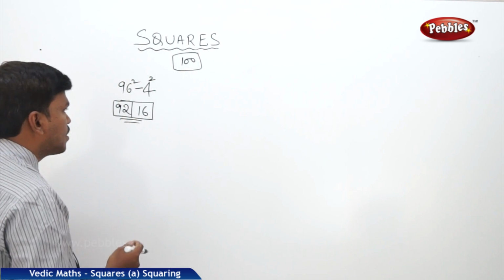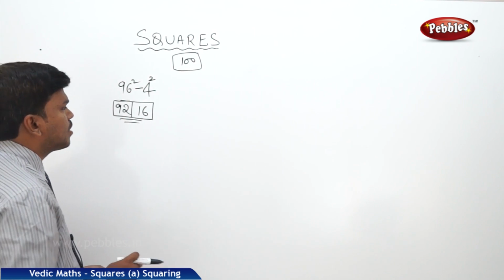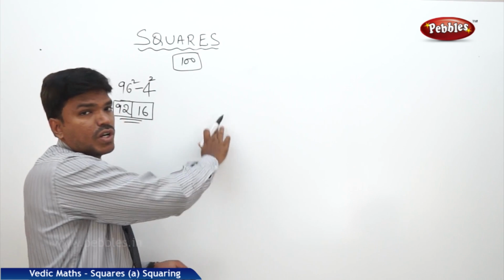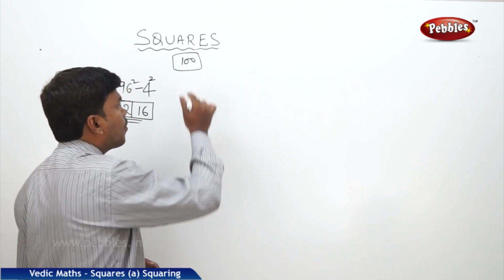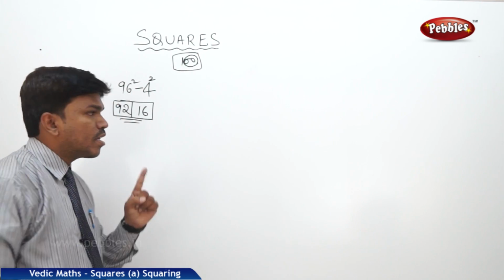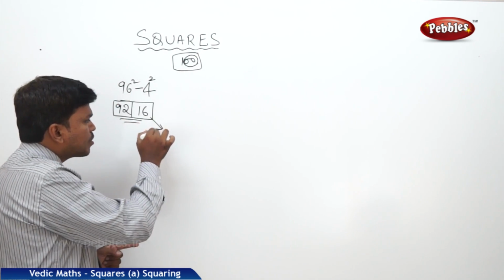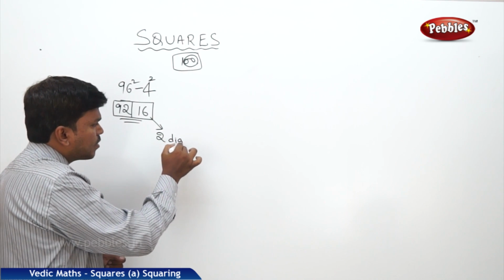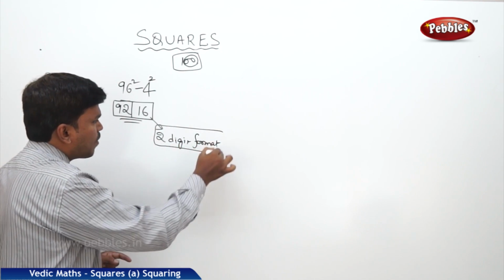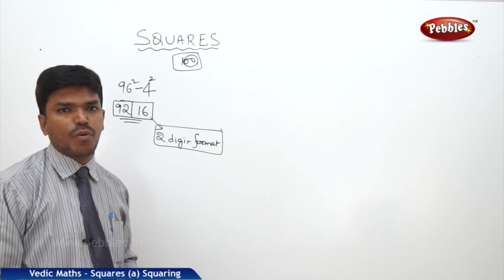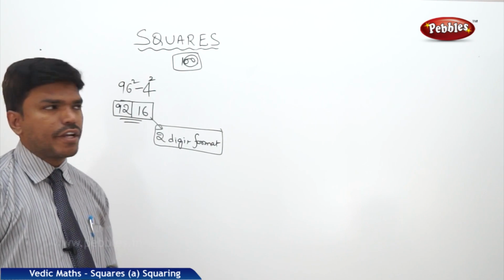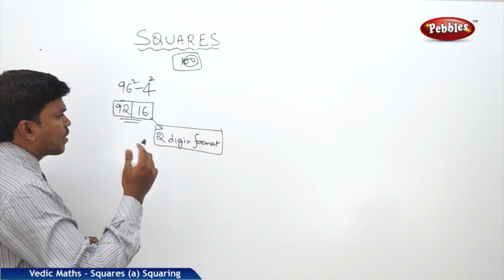One more example. But before going for another example, I want to tell you one thing. What is the base we are taking here? 100. In 100, how many zeros are there? 2 zeros. That means the right side part of my answer should be in the 2-digit format. And don't bother about the left side part. It can be any number of digits.